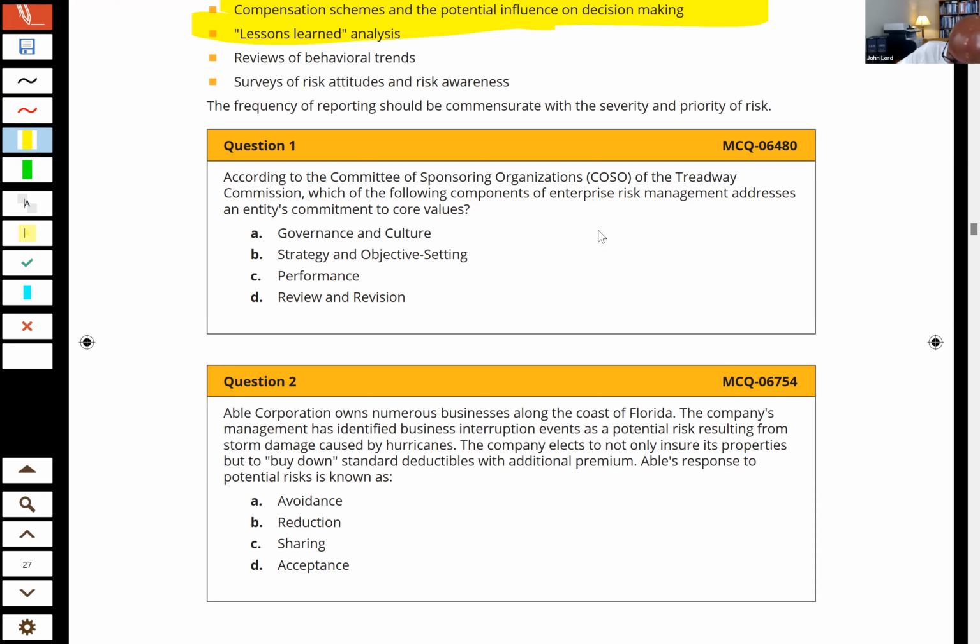Okay, guys, I'm going to go ahead and end the poll because it looks like everybody had a chance to try this one. Okay, so I'm going to end the poll here, and everybody got this right. Okay, good. So of the components here, governance and culture is the one that talks about commitment to core values, right? Okay, good. Okay, let's go ahead and let's take a look at this next one.